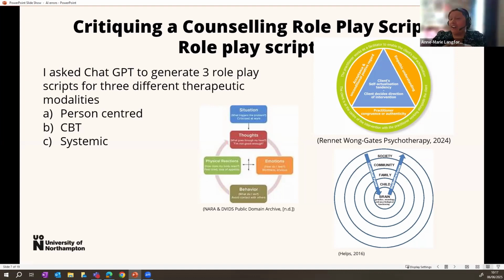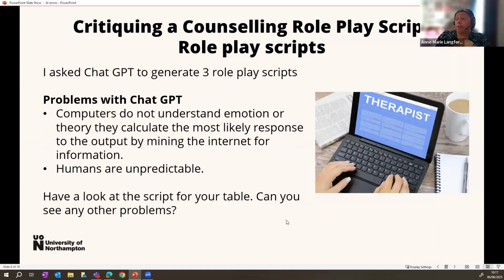Right. Okay. So the first thing that I did actually was I created a role play script. I was asked to do some work on some role plays with some master's students in counselling. So I asked ChatGPT to generate 3 role-playing scripts for 3 different therapeutic modalities. And this is the actual slide that I used with the students. So I was really upfront with them, and I went, I've created 3 different scripts. They're created by ChatGPT, so they're not going to be perfect. And I outlined some of the issues that there might be. And so I said, look, it's not going to be very subtle. It's not going to be very nuanced. Humans are unpredictable, etc., etc.